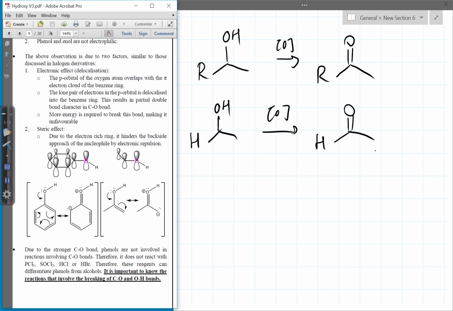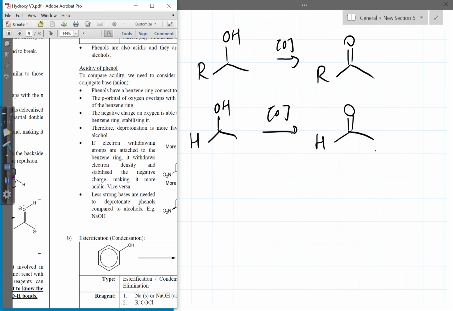Which means all your other reactions should still work for phenol. So you don't really have to memorize what reactions work and what reactions don't work. You just have to understand the mechanism and understand which one involves breaking of CO and which one doesn't.